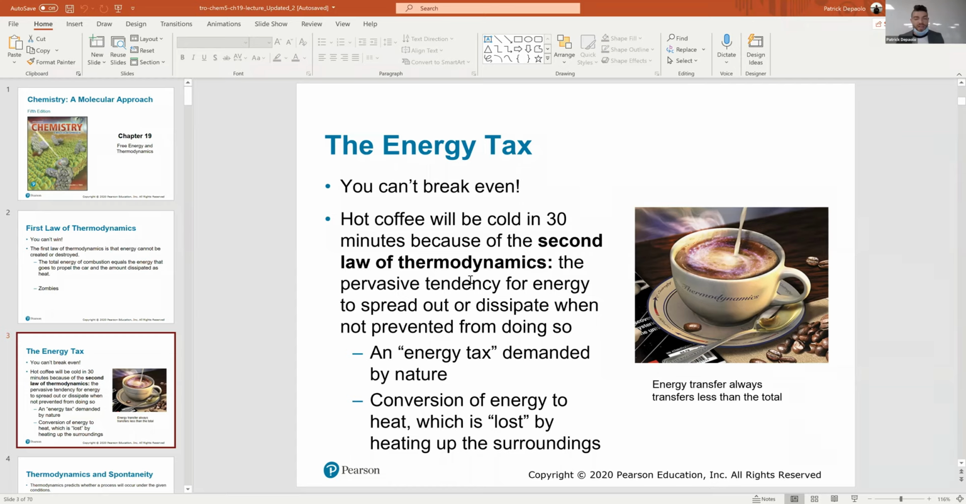And this loss of energy increases the entropy of the environment, of the universe, meaning it increases the disorder of the molecules in the universe.